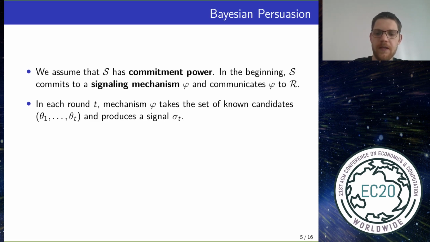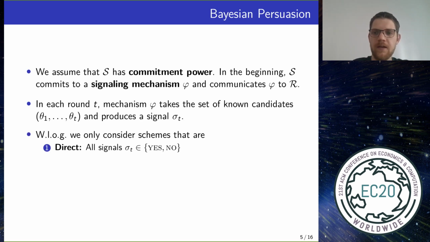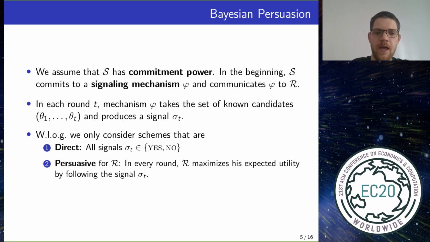So in each round, the mechanism then takes the set of known candidates and produces the signal. And all the mechanisms we consider are direct, meaning that the signals are either hire this candidate or don't hire this candidate, which is also a standard result of Bayesian persuasion, and persuasive, meaning that it's in the receiver's interest to follow the recommendations given by the sender.